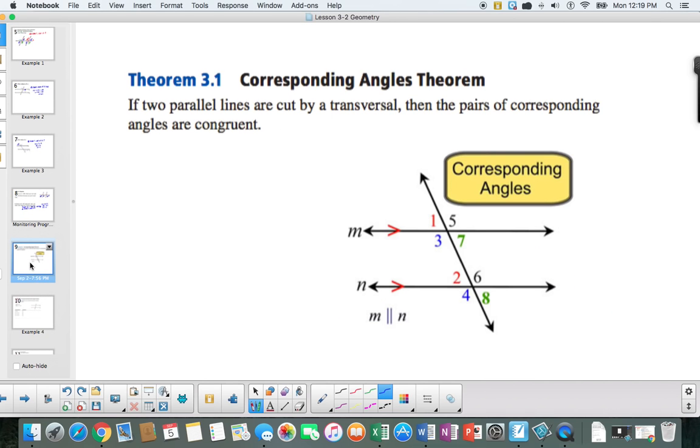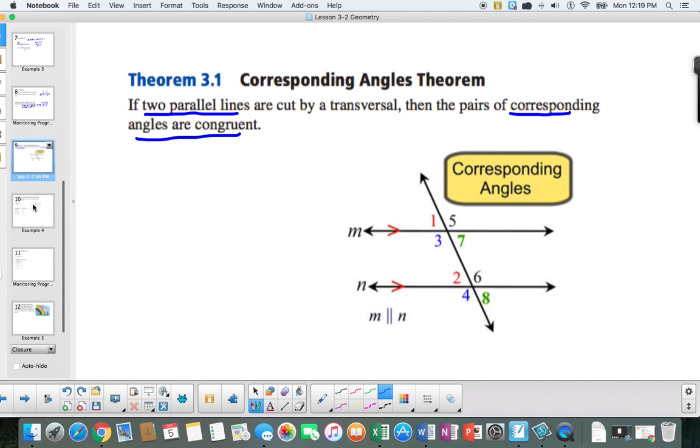Okay, the corresponding angles theorem was the first one we have. It is a theorem that can be proved, but we have to wait another chapter before we get it proved. So anytime you see two parallel lines, we're going to conclude that corresponding angles are congruent. And again, the proof will be done in the future. Let's take a look at the next one.